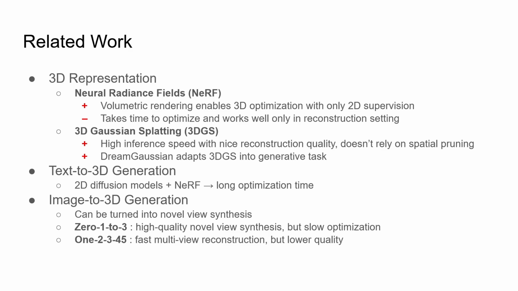And two popular models for image-to-3D tasks are Zero123, which excels in novel view synthesis but suffers from long optimization time, and One-2-3-45, which is a multi-view reconstruction model that prioritizes speed over quality.